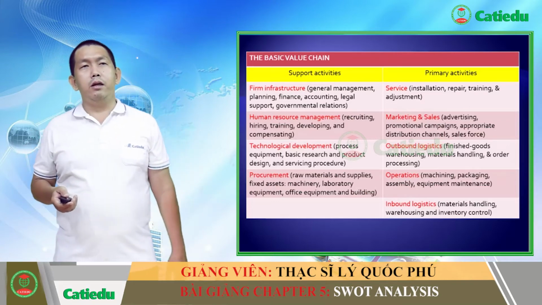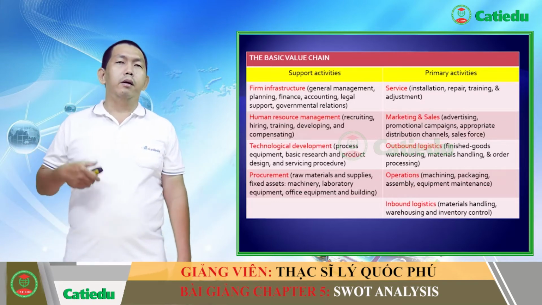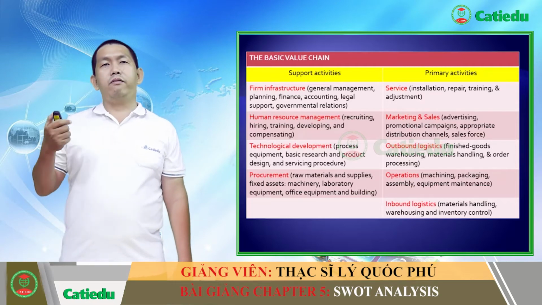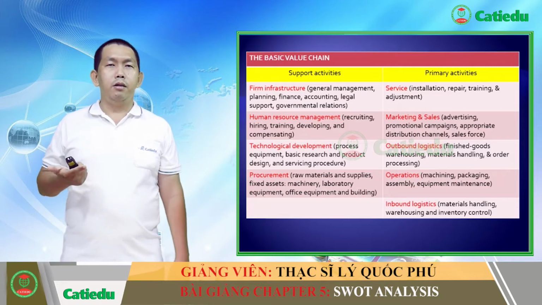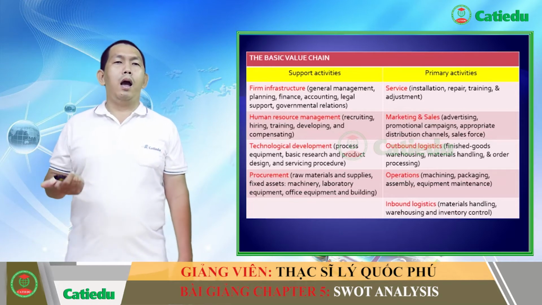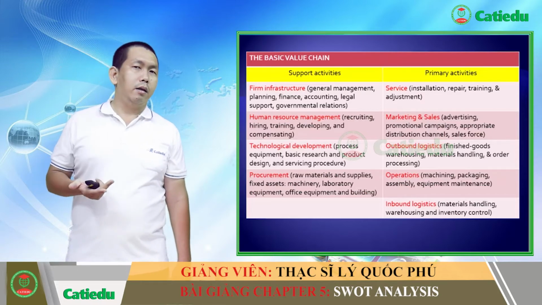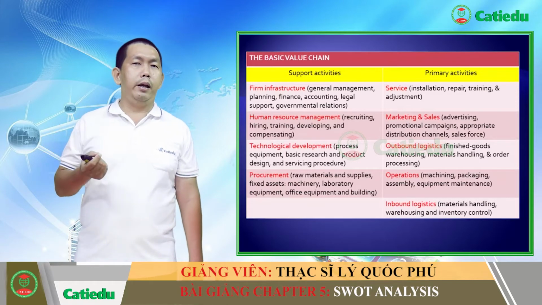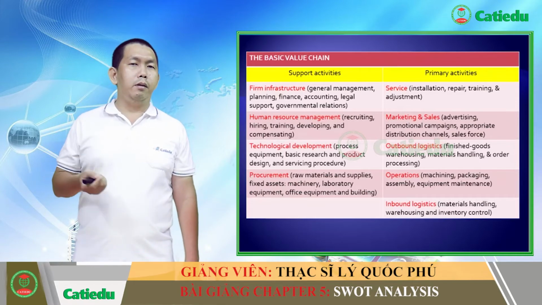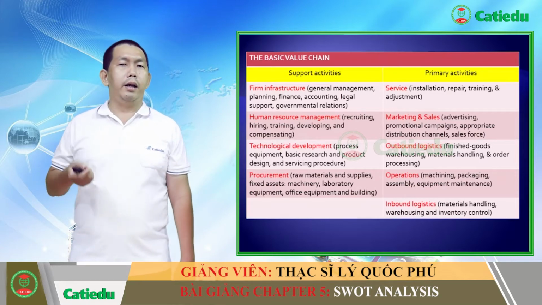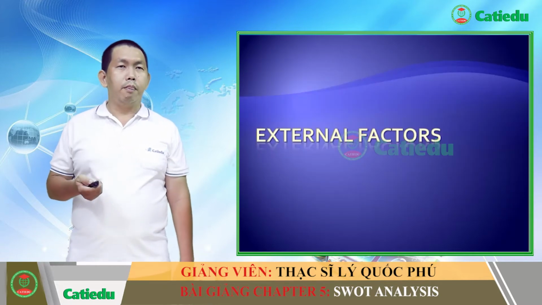Primary activities: service, including installation, repair, training, and adjustment. Marketing and sales, you have advertising, promotional campaigns, appropriate distribution channels, and sales forces. Outbound logistics, you have finished goods warehousing, materials handling, and other processing. Operations, you have machining, packaging, assembly, and equipment maintenance. And inbound logistics, you have material handling, warehousing, and inventory control.